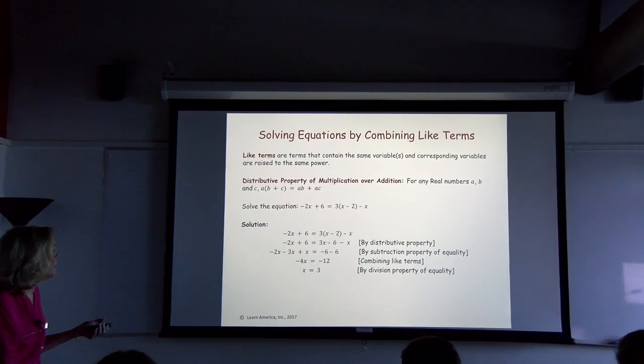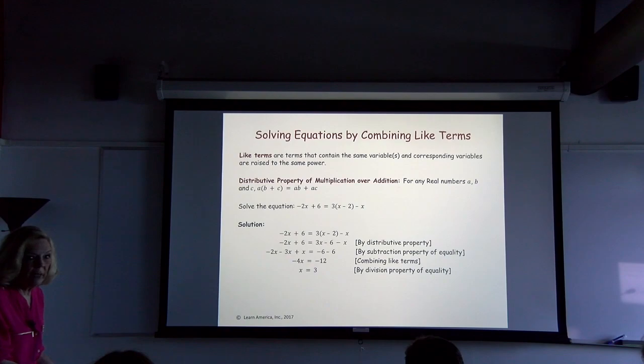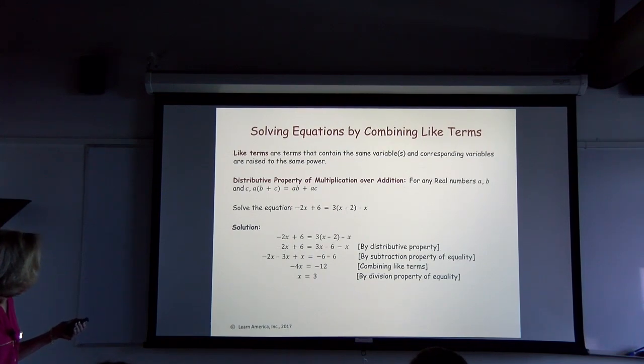Okay, solving equations by combining like terms. We talked about simplifying algebraic expressions. And again, with the distributive property, we're going to use that over here. And the idea would be to get all the terms that are like on one side of the equation. So here I have a negative 2x, I have a 3x on the right, and a negative x. I'm going to use the inverse operation to bring them over to the left-hand side.